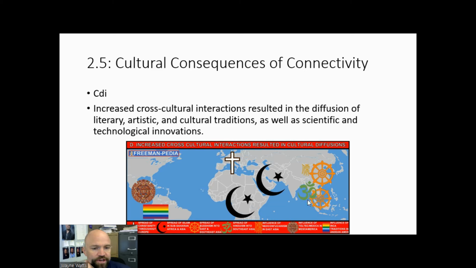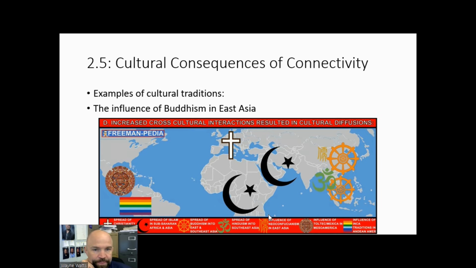There's connectivity and trade in the Americas also. This is meant to represent the Incan religion, and this is meant to represent the Aztecs.